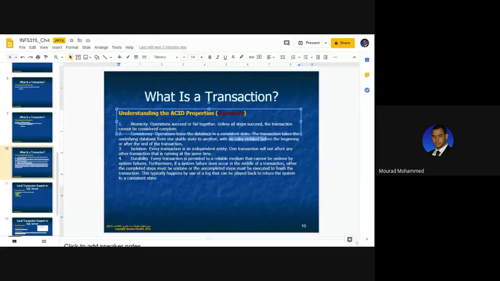Isolation is about not letting external intruders intercept your transaction. Once the transaction has started, others cannot intercept it. The system has to guarantee that the transaction would not be intercepted and that other transactions would not be executed in a prioritized order. This is isolation.